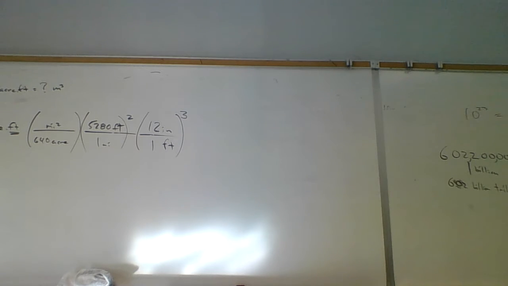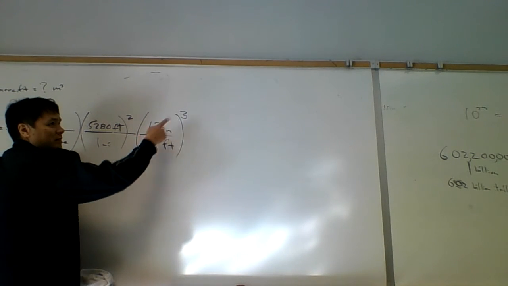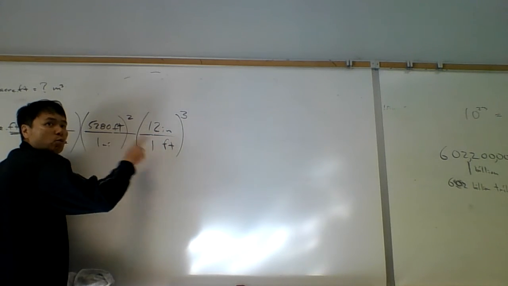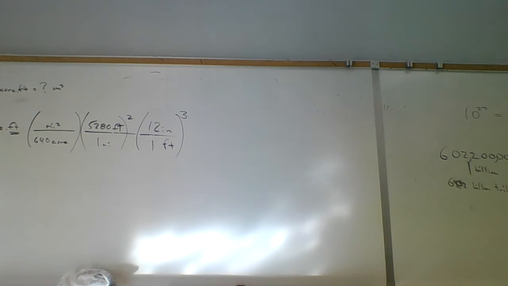So what is 12 cubed? Let's take a look. 1,728. And so 12 cubed is 1728. There are 1,728 cubic inches in 1 cubic foot. That's a lot. Cubic inches in cubic foot. Okay, now it works out.